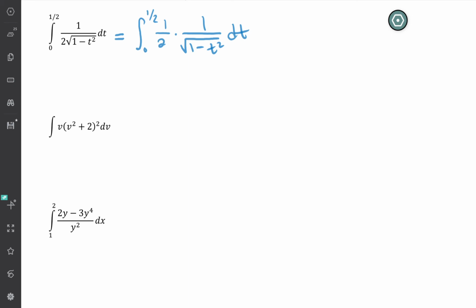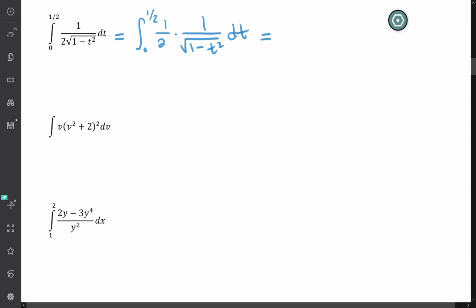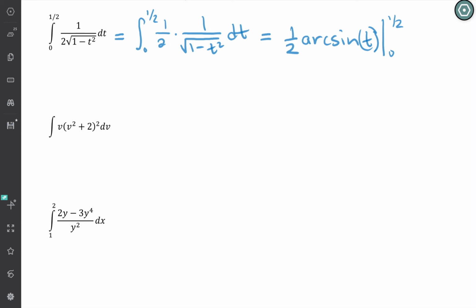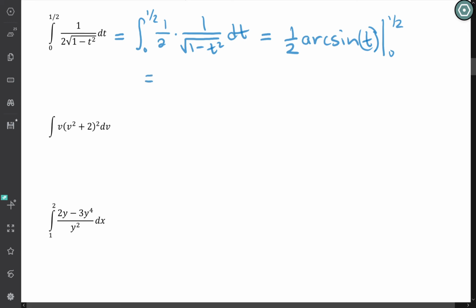So you just have to remember that 1 over the square root of 1 minus t squared is the derivative of arc sine. So the 1/2 is just going to carry through. We need an arc sine t so that we get that derivative of 1 over the square root of 1 minus t squared. And then we're going to evaluate from 0 to 1/2. And again, you can always check the derivative. So we're going to say we have 1/2 arc sine of 1/2 minus 1/2 arc sine, or inverse sine if you prefer, of 0.